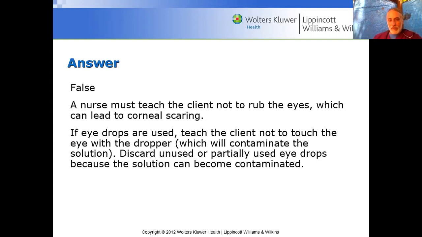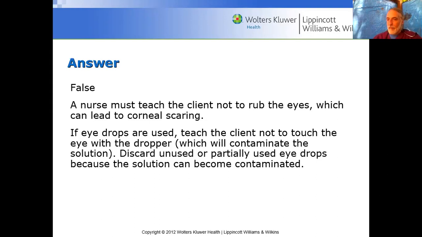If you're using eye drops, don't touch the eyeball with the dropper. If you are providing the eye drops, and you'll get this in second term as medication, you do not touch the eye with the dropper. You do not, however, hold the dropper up 10 inches from the surface of the eye and then let a drop go.